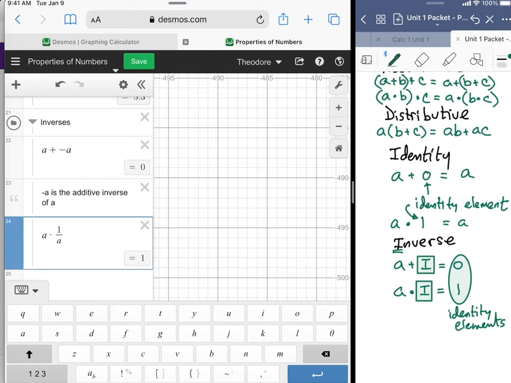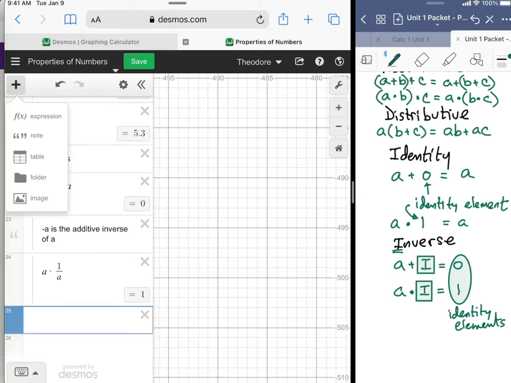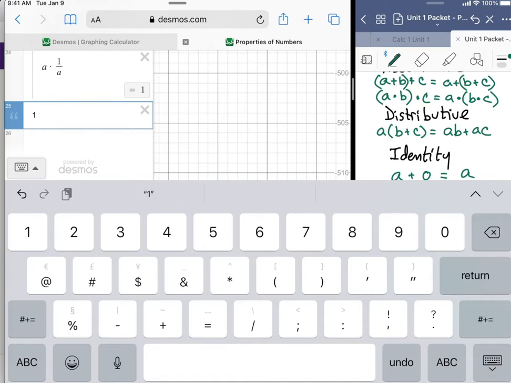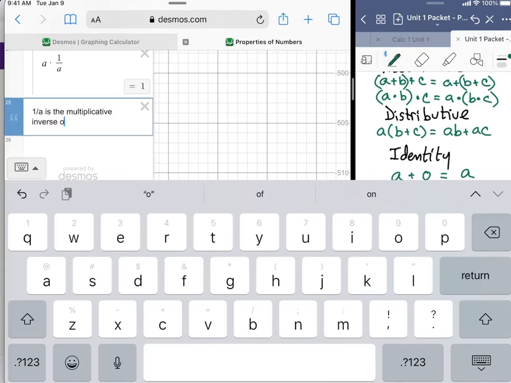Giving a result of 1. So that tells us, again, I'll use a little note here, 1 over A is what we call the multiplicative inverse of A.